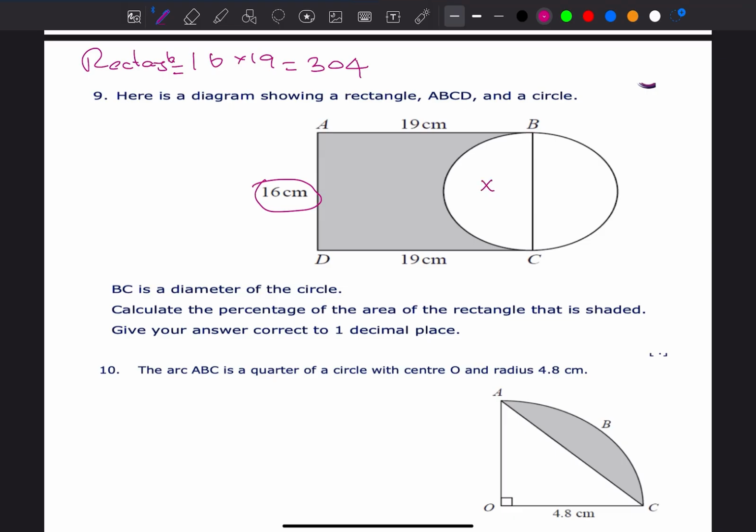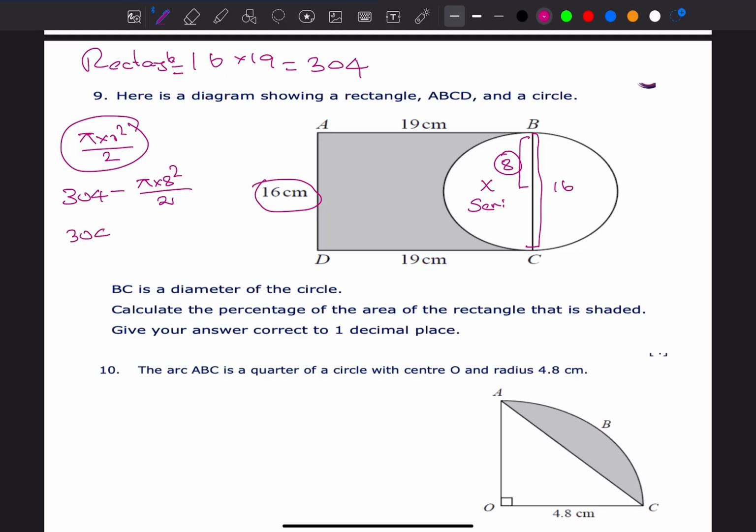They took away a semicircle here, right? This is 16 also, but that's the diameter of that circle. So you're worried about the radius of a circle always, which is 8. But it's only a semicircle. Because it's a semicircle, the formula is pi times radius squared, but then divided by 2, right? So 304 is the area of the rectangle. Take away the area of that semicircle, pi times radius 8 squared divided by 2. Take away, 8 squared is 64 divided by 2 is 32. 32 pi. But they wanted 1 decimal place anyway, right?